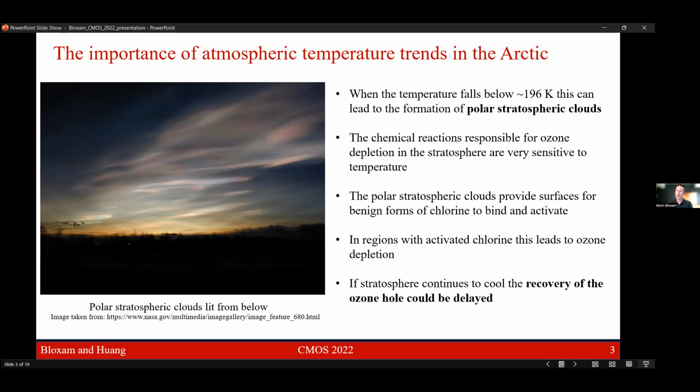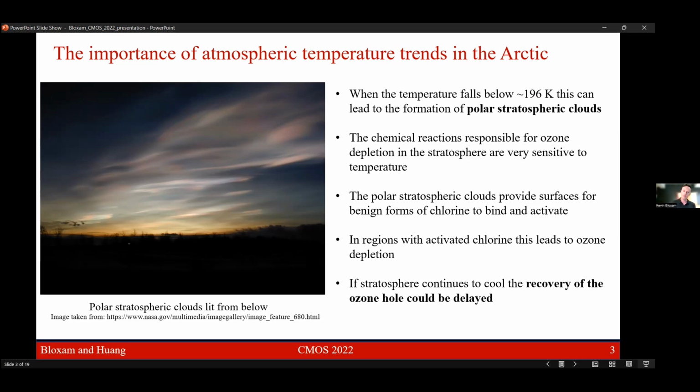What's wrong with that is that polar stratospheric clouds allow benign forms of chlorine to attach to them. And when the sun starts shining in the spring, that chlorine becomes activated, and this can lead to ozone destruction. So if the stratosphere is going to continue to cool, and polar stratospheric clouds continue, and there's this ozone destruction, then there may be a delayed recovery of the ozone in the stratosphere.